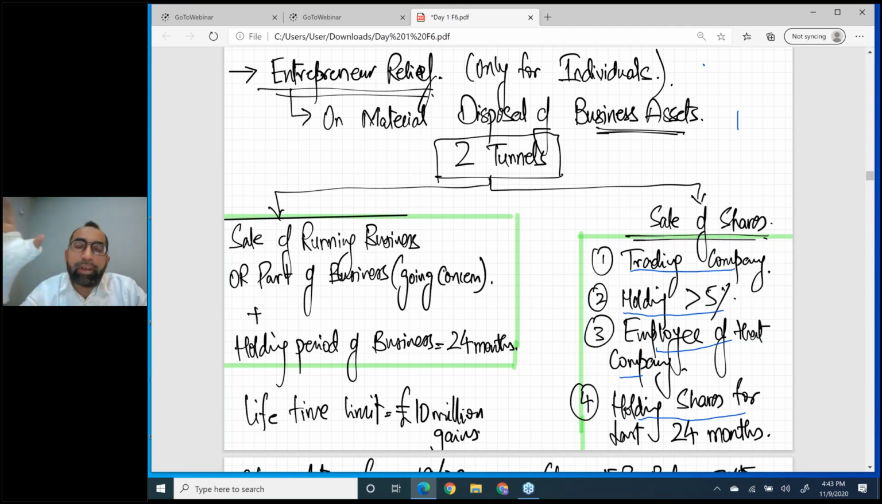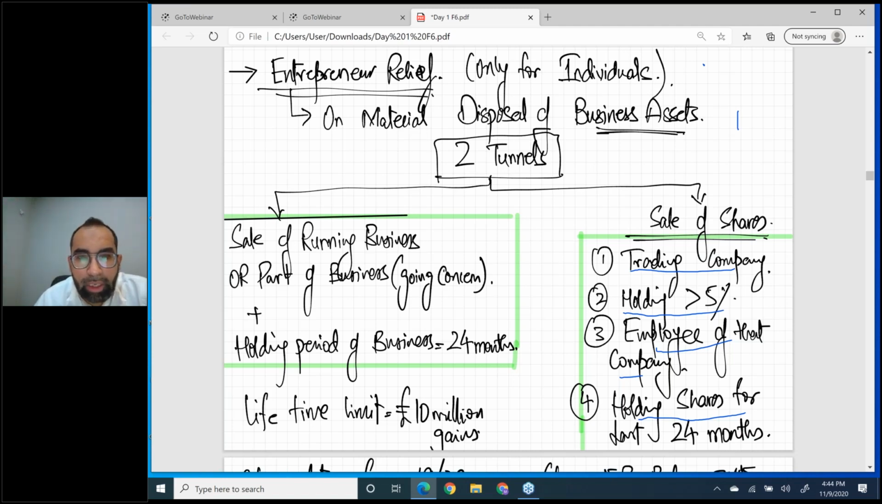For example, you bought shares today and you sold after 10 months, no entrepreneur relief. After 12 months, no entrepreneur relief. Minimum 24 months is a must. And you know, this is one of the favorite areas of the examiner. He plays with the students, he misses one or two conditions and then he asks, do we apply entrepreneur relief or not? So you have to check. Okay, so these are very small, tiny things, little things to learn.